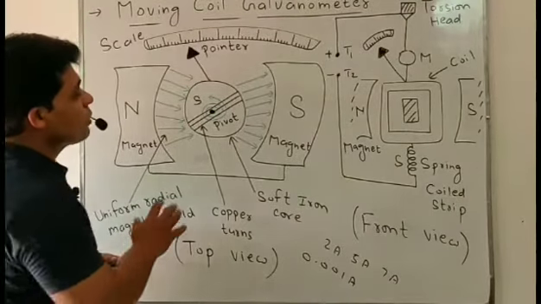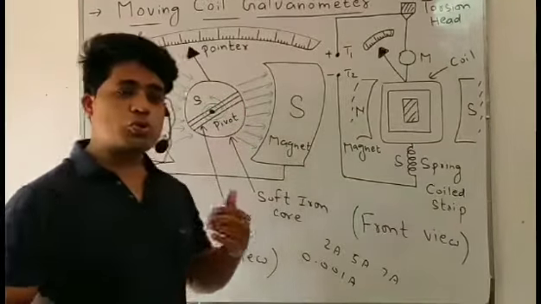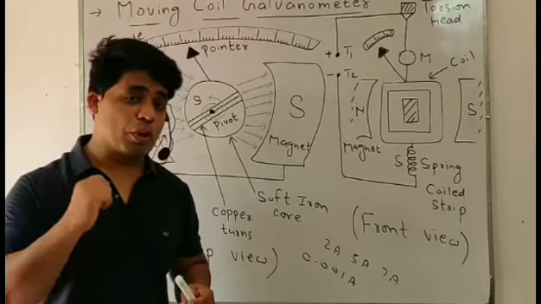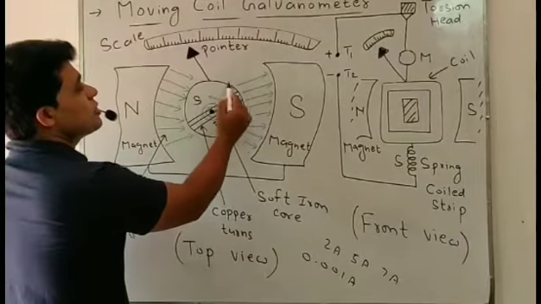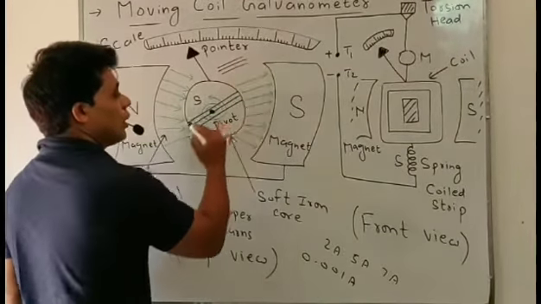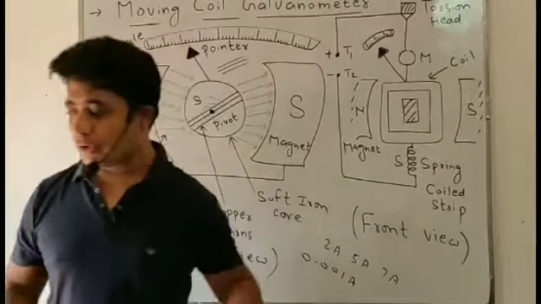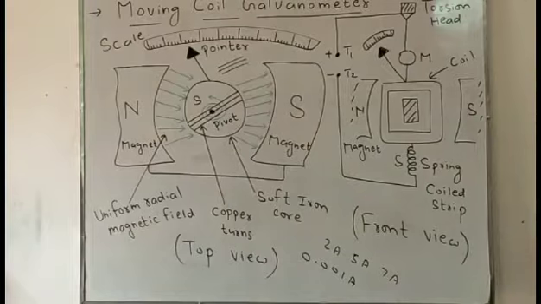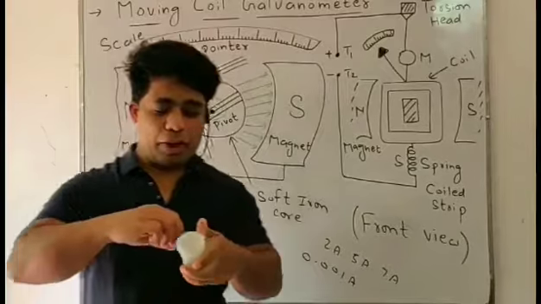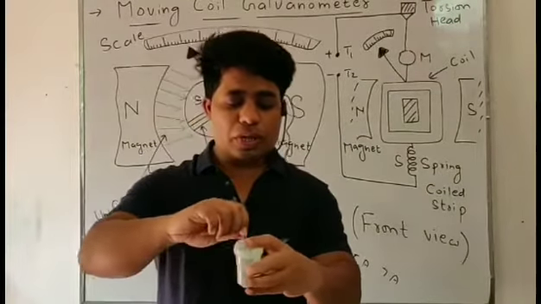Next, the most important part, this is the coil. This coil is made of a soft iron core on which copper wire is wound. So this is the coil, and these lines you see are copper turns wound on that coil. I will give you an example. Suppose this is a cylindrical coil, and when we wind copper wire on it like this, look.